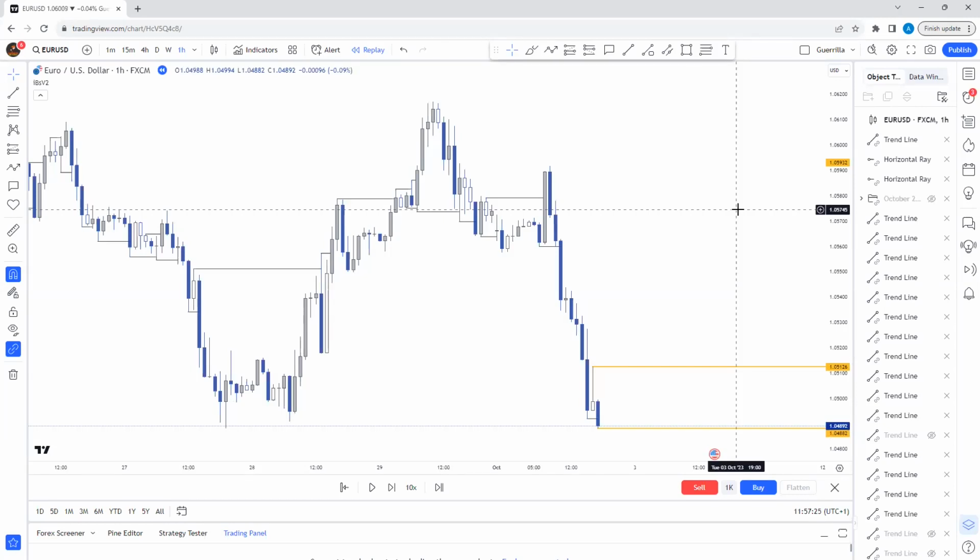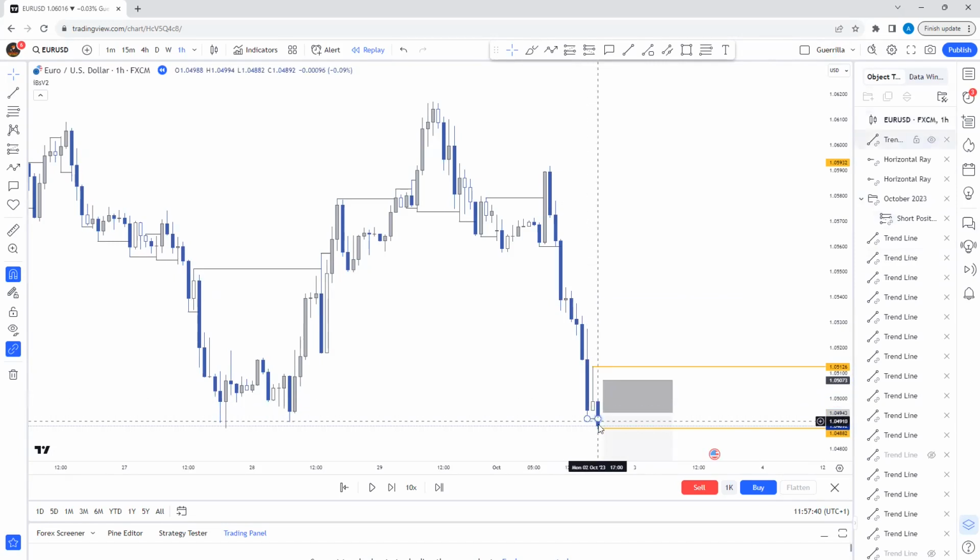Not going to go into too much detail about the actual entry requirements, because if you want more information on that, you can obviously have a look at the mentorship program where you're going to have the exact trade plan. But we were looking to take a short, and we were basically looking for price to retrace and retest this inside bar candle. So we're sort of retesting the previous most recent low. And yeah, we set our order.